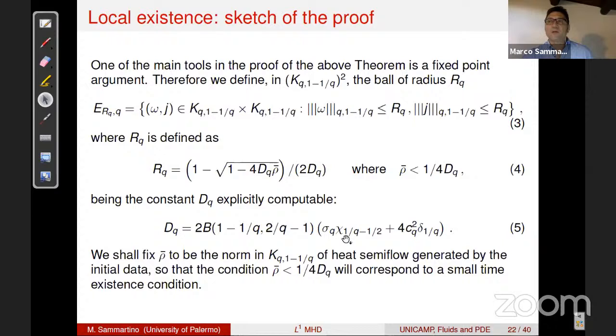These are numbers which are in the books. And this rho bar needs to be less than 1/(4 D_Q), so that this R_Q is a real number. Later, we shall fix rho bar to be the norm in the Kato space of the heat semiflow generated by the initial data. So this smallness condition, that rho bar needs to be less than 1/(4 D_Q), will correspond to a small time existence condition. Sorry, maybe it's confusing, but the meaning of this slide is simply that we will be able to rephrase the smallness condition of the initial data in terms of the smallness of the existence time.